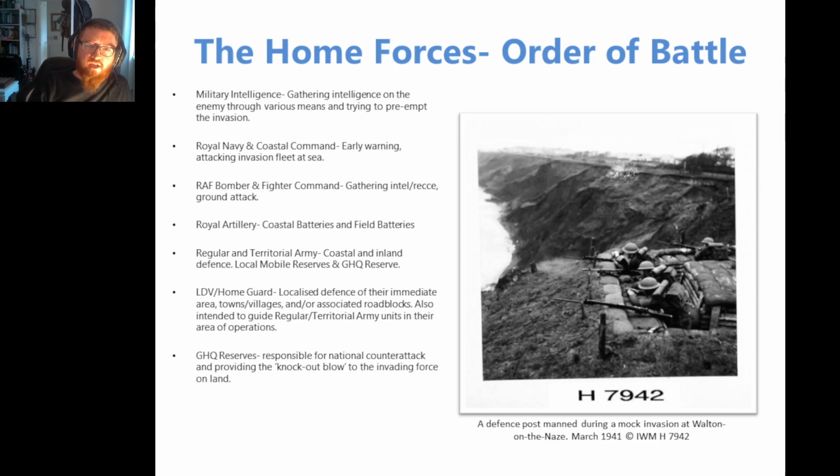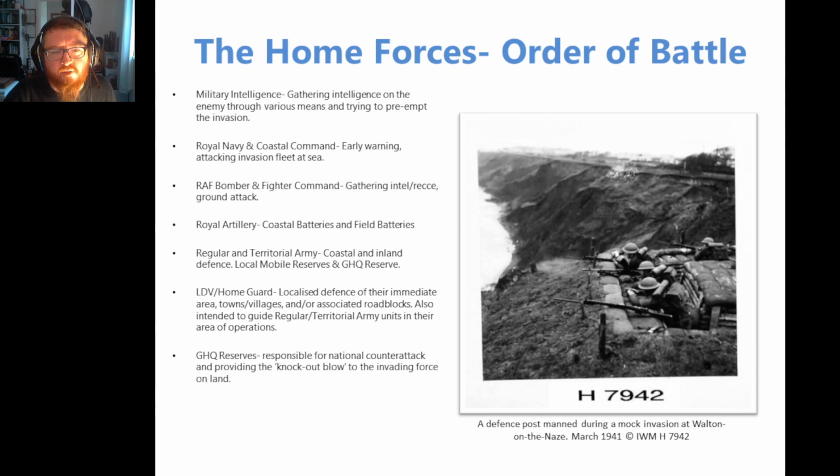The Home Guard, in this, and the way I've structured this table shows where they sat. They sat behind the regulars and territorials in terms of frontline defence, and they sat in front of the General Headquarters Reserve, who are the final line of defence. So they were sandwiched between these two professional military organisations.